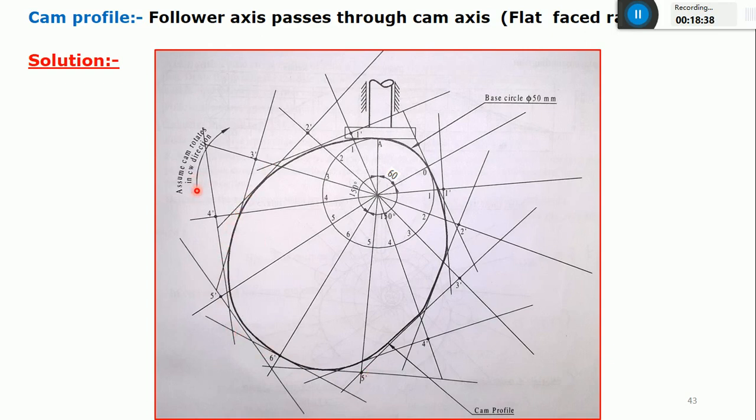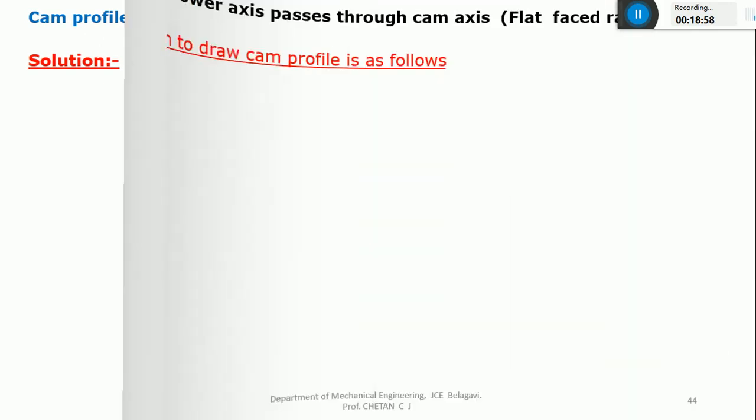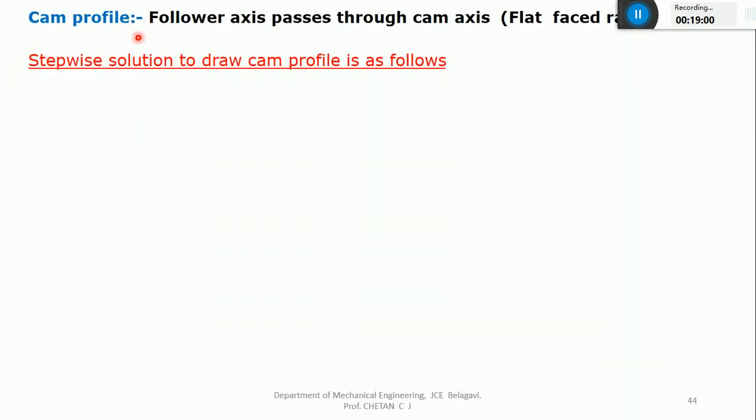I'll assume that the cam will be rotating in a clockwise direction, because nothing is given about the direction of the cam. It means I need to indicate the angles in a counterclockwise direction. First 150, next 150, and 60. Only these three angles. I'll explain this in the next slides. So this is the cam profile, and the follower axis passes through the cam axis.